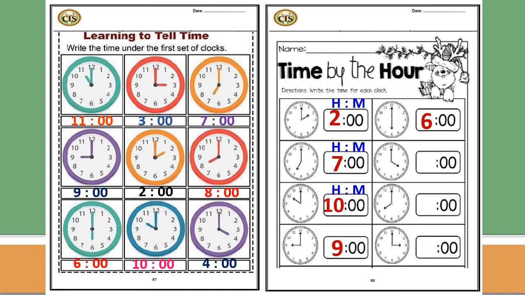Here in hours the short hand points to 4. Here in hours the short hand points to 8. Here the short hand points to 3. So 3 in hours, 0, 0 for minutes.